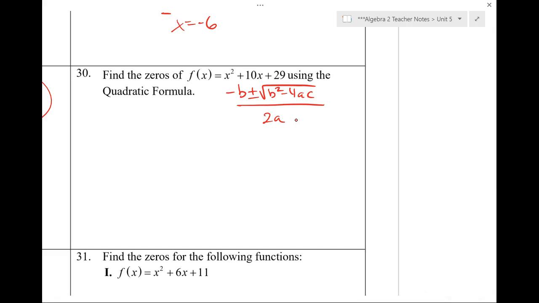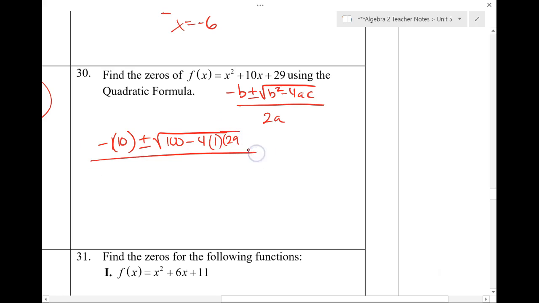So now it's going to be negative times 10, our b value, plus or minus the square root of b squared, which is 100, minus 4 times a, which is 1, times c, which is 29, and then all that over 2 times the a value, which is 1.